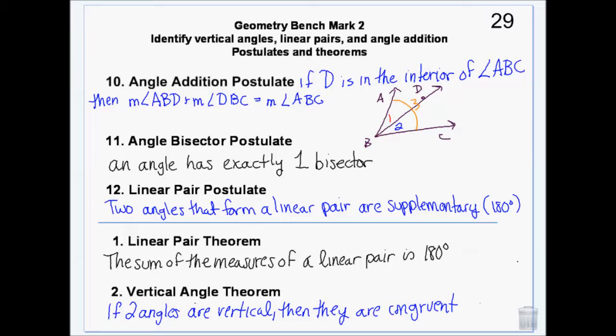This tells me that the measure of angle 1, that's this top angle, plus the measure of angle 2, that's the bottom angle, will equal the whole thing. So basically, if you have two angles stuck together, they add up to the whole big angle. Makes sense, right?